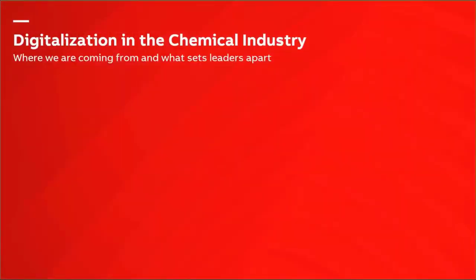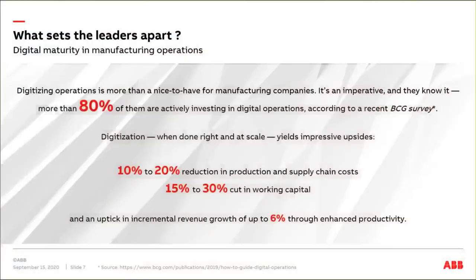With no further ado, let's jump into the topic. Digitalization in the chemical industry is not so different to other production industries. Interesting points here are where we are coming from and what sets leaders apart. There is a vast majority of 80% of manufacturing companies applying digital operations, according to a recent Boston Consulting Group survey. Done right, those companies achieve a 10 to 20% reduction in production and supply chain costs, as well as a 15 to 30% cut in net working capital, one of the very important KPIs to impact the EBIT. An additional 6% uptick in incremental revenues comes on top through enhanced productivity.